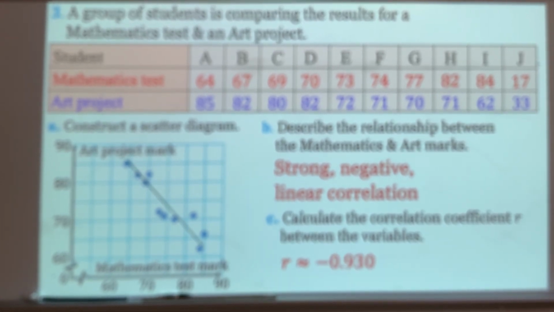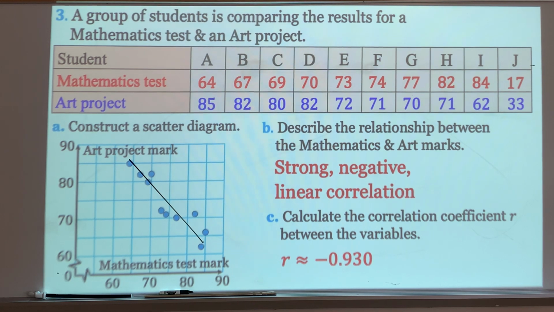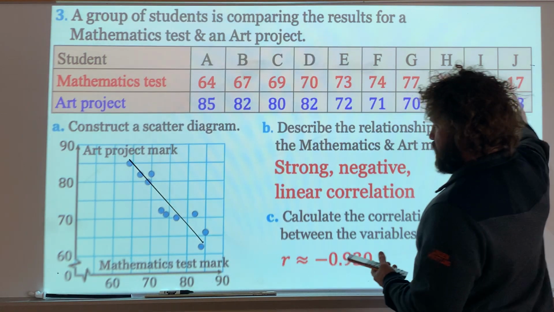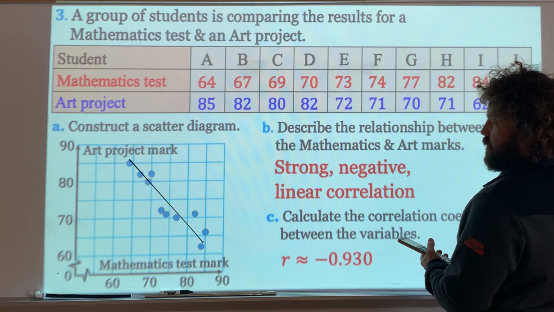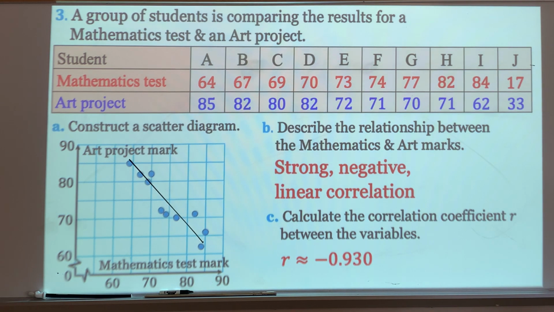Why aren't you zooming? There we go. So, wait a second. Negative 0.9370. That looks a lot better than what I have. I must have messed up a number in my list. So 77, 82, 84, 17. Ah, no way this is a 17. That makes no sense. All right, so let me see how I messed this up. Always messing up charts. This is how I really mess things up.